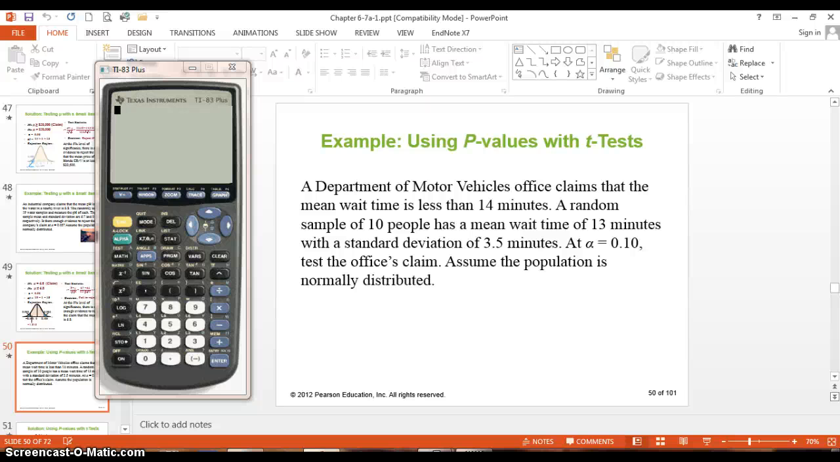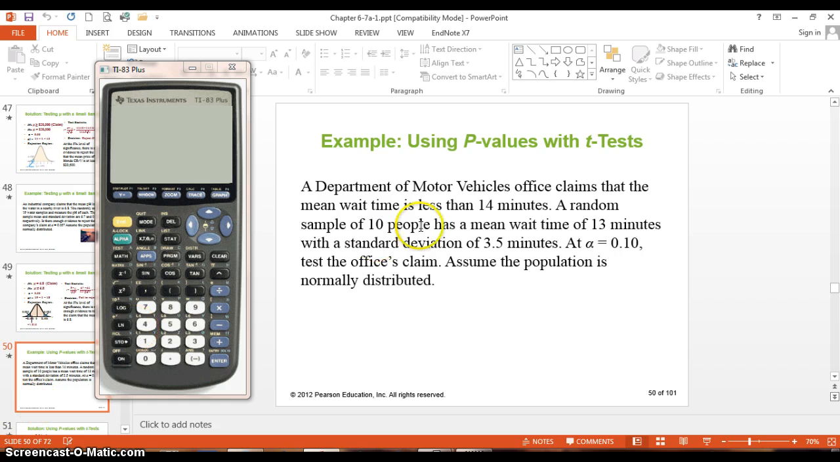For our last example of how to do a hypothesis test for one population mean, let's strictly do it using the p-value approach. A Department of Motor Vehicles office claims that the mean wait time is less than 14 minutes. A random sample of 10 people has a mean wait time of 13 minutes with a standard deviation of 3.5. At an alpha level of 0.10, test the office's claim.